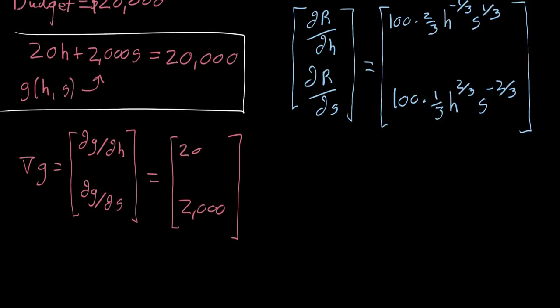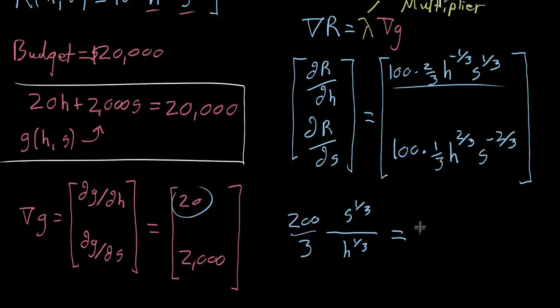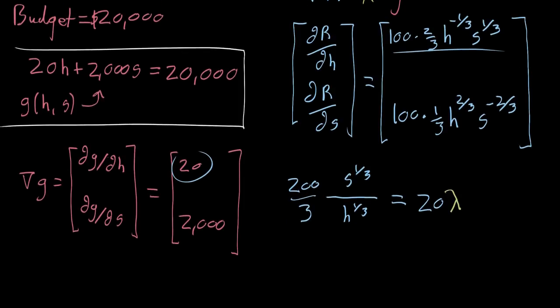So that's great. And this means when we set the gradient of r equal to the gradient of g, the pair of equations that we get, and let me just write it all out again, is we have this top one, which I'll call 200/3 times, and let's go ahead and do a little simplifying while I'm rewriting things here. So h to the negative 1/3 is 1 over h to the 1/3, and that's s to the 1/3. So all of this, that first component, is being set equal to the first component of the gradient of g, which is 20 times lambda, times this Lagrange multiplier. Because we're not setting the gradients equal to each other, we're just setting them proportional to each other. So that's the first equation.